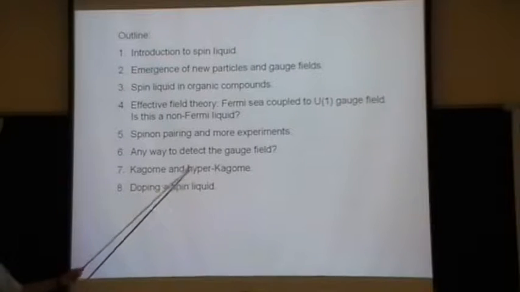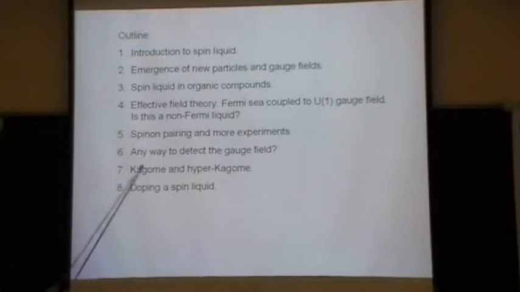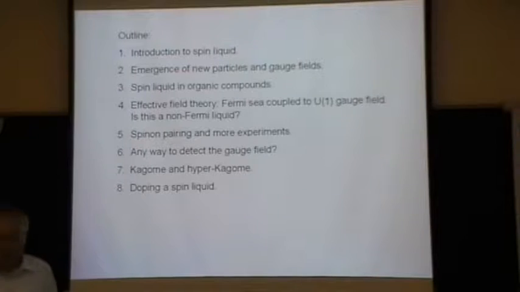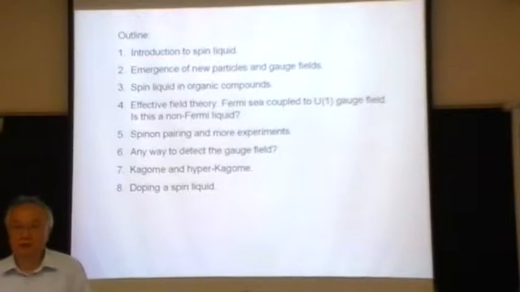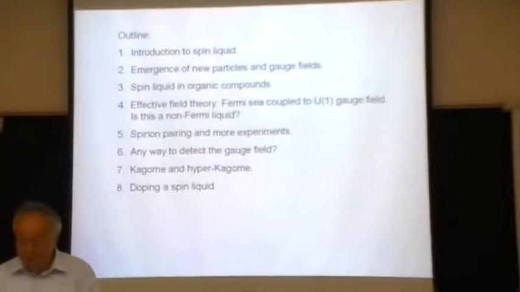And then I would talk a little bit about the other 2 classes, which are the kagome and the hyperkagome, which is in 3 dimensions. And in the end, talk a little bit about doping the spin liquid to make a connection to high temperature superconductivity. Okay, so that's the menu.